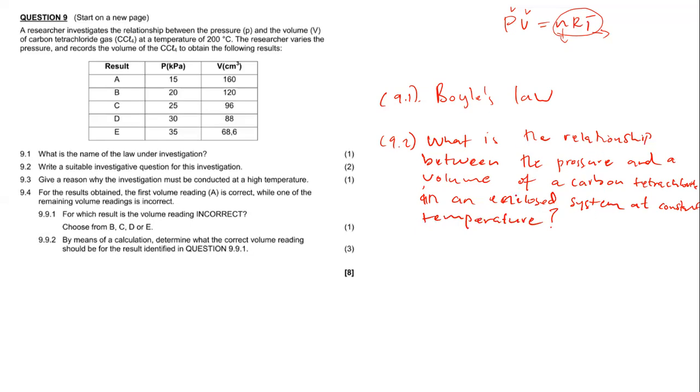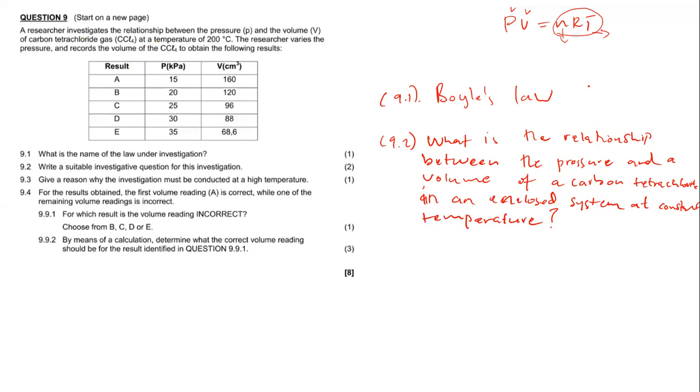So this is how we write the investigative question. Literally, you go back to your statement. If you are lost, you go back to the statement. You ask yourself, I'm an investigator. Now you're going to put yourself in the researcher's shoes. You're going to be like, what am I trying to do here? Oh, I want to investigate the relationship between the pressure and the volume of a carbon tetrachloride in an enclosed system at a constant temperature.